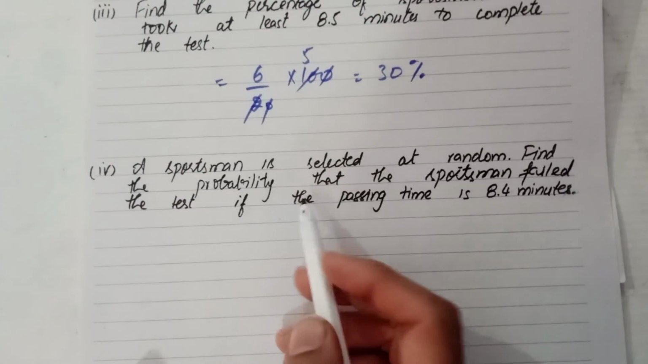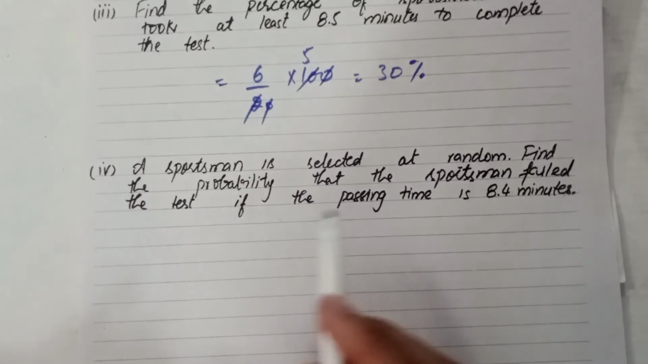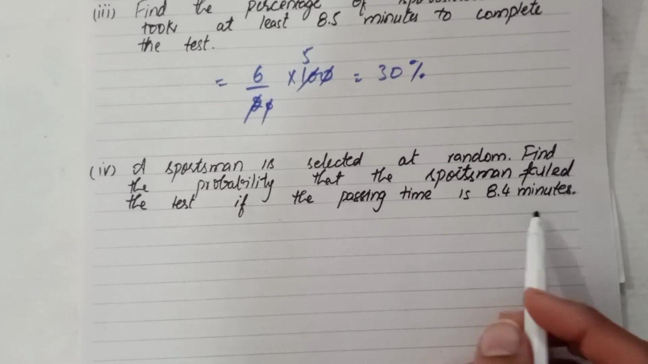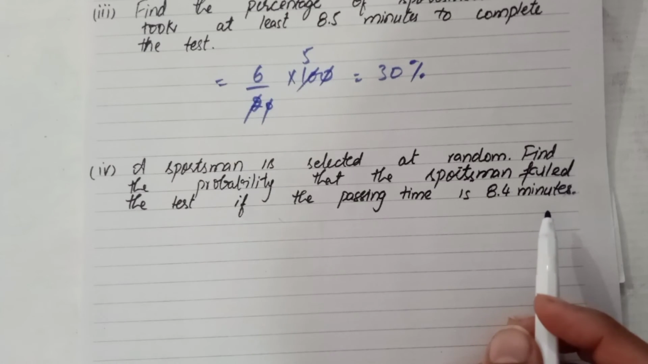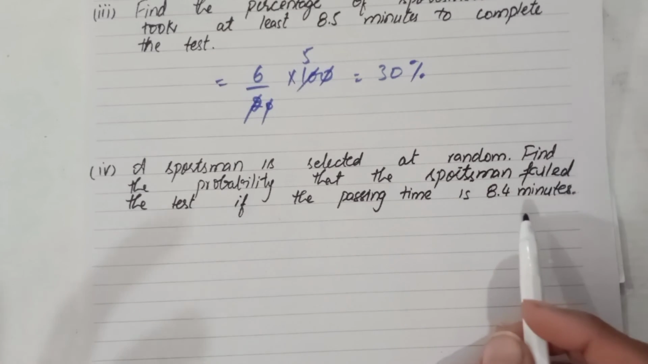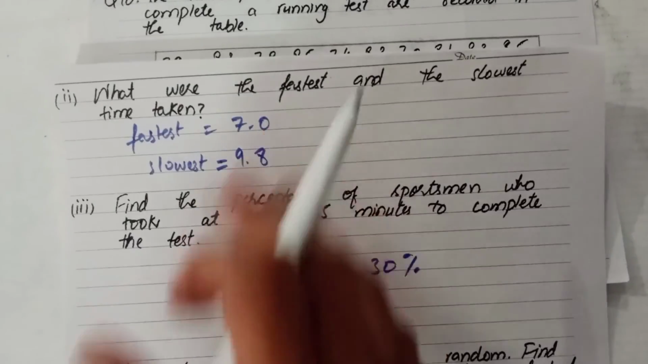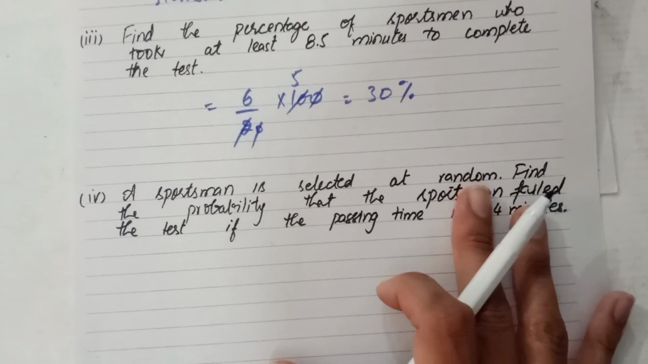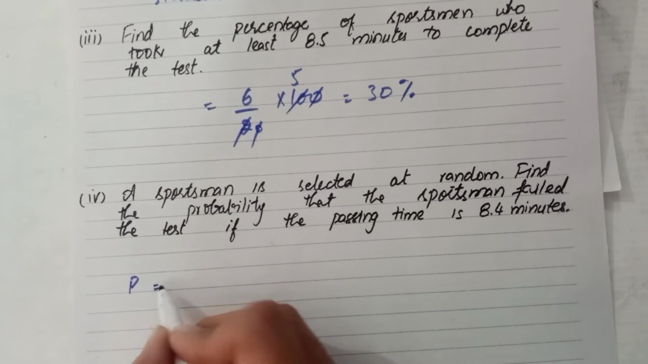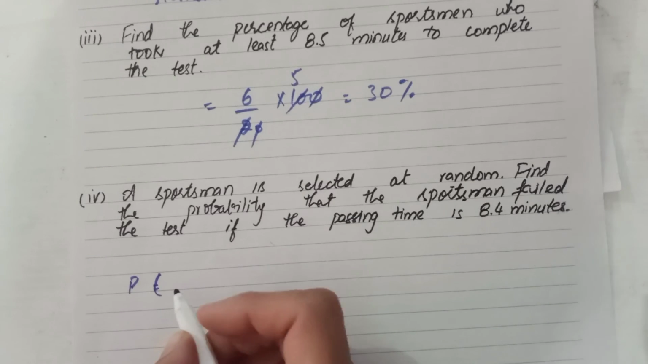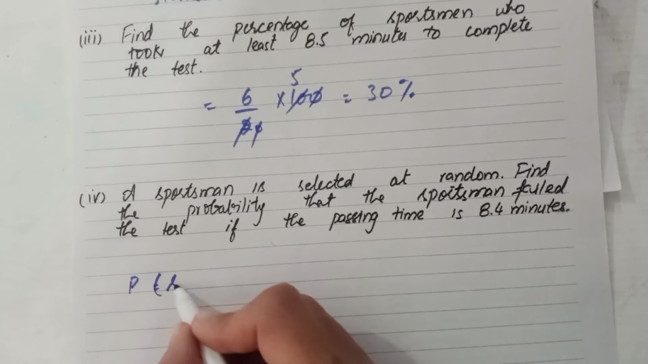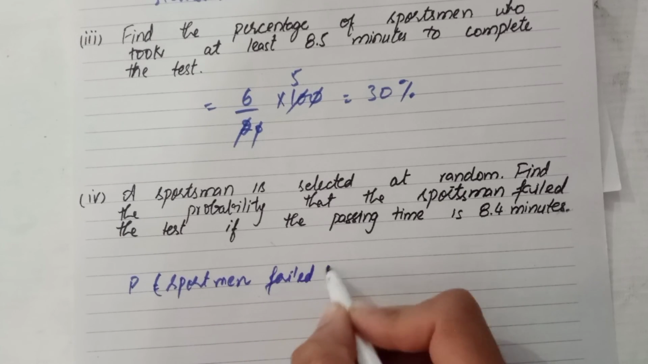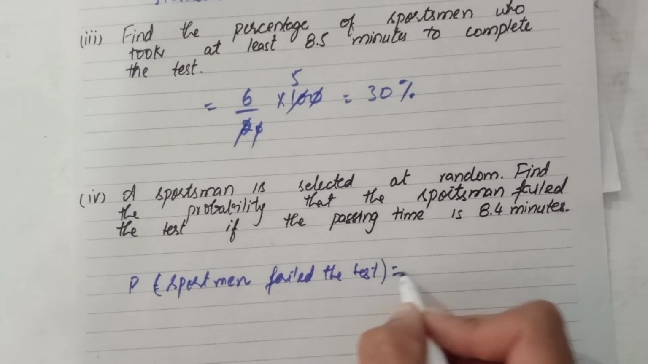In part number 4, a sportsman is selected at random. Find the probability that the sportsman fails the test if the passing time is 8.4 minutes. It means we have to count the sportsmen who took more than 8.4 minutes, and those are the favorable outcomes. And the total number of possible outcomes is 20. We have to find the probability that the sportsman failed the test.